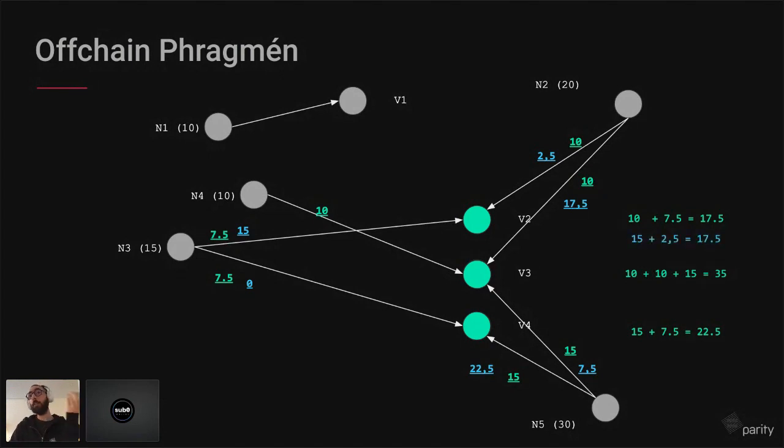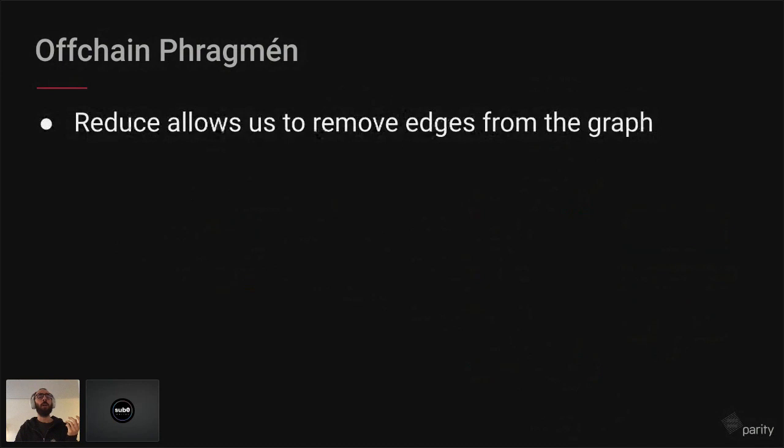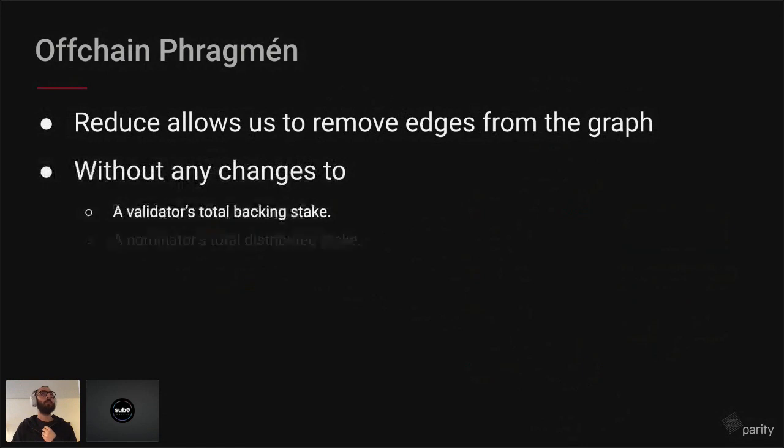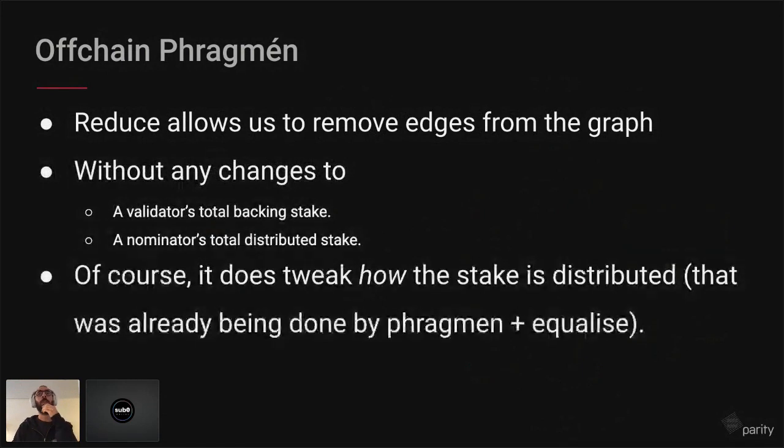The good thing about it is the total backing stake of all validators does not change at all. It's the same thing, only the edges change, and the validators would still end up having the same total backing stake. So all the 3 parameters that I talked about, the qualities of the network, the 3 indications of a good MPOS solution, they don't change at all if we do this reduce. So we don't change any of the criteria. Of course, this does tweak how a nominator's stake is distributed, but that's something that Phragmen is doing anyhow.